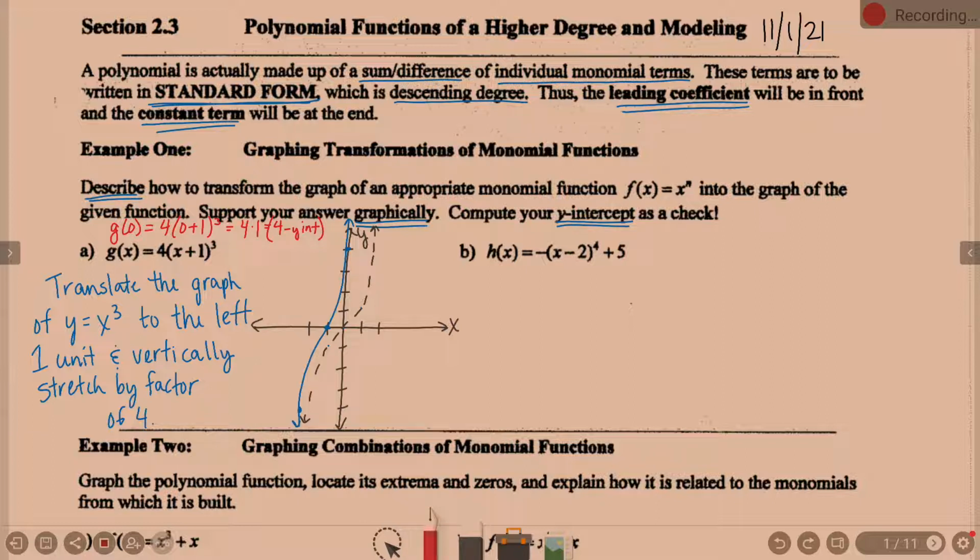Is that true? Did my y-intercept end up at 4? Yeah, it did, didn't it? Okay. So right there, y-intercept at 4, it matched.